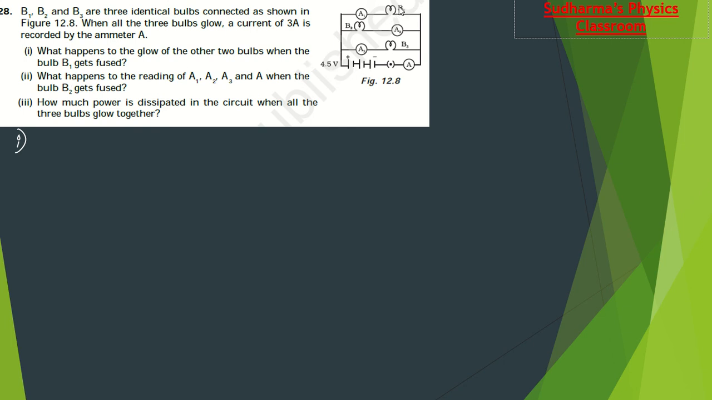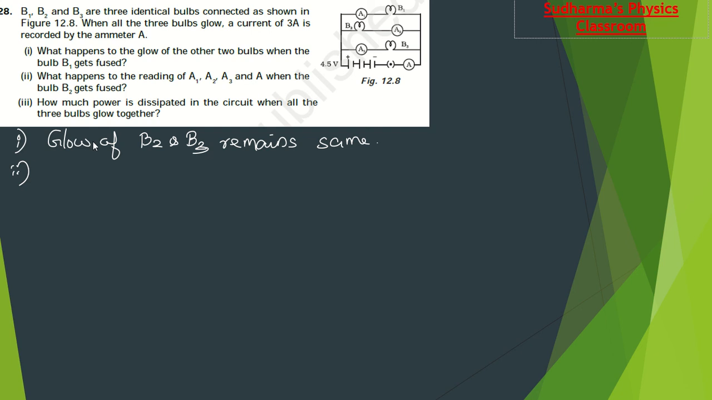When B1 gets fused, it is not going to affect the other bulbs B2 and B3. So the glow of B2 and B3 remains the same. What is the reason? B1, B2, B3 are connected in parallel, so the damage on one of the instruments will not affect the working of the other instruments. This is the advantage of parallel circuit, and that is one of the reasons we are preferring parallel connection in domestic wiring.